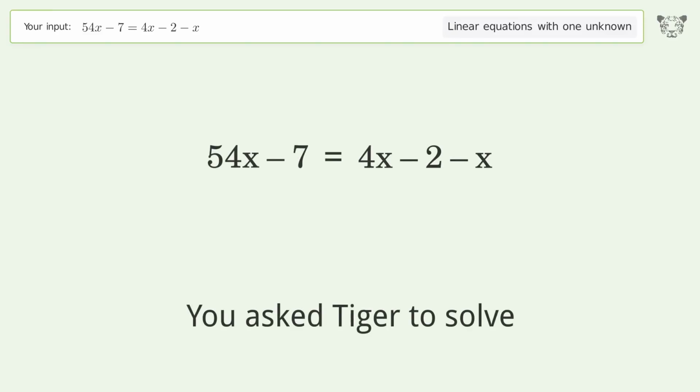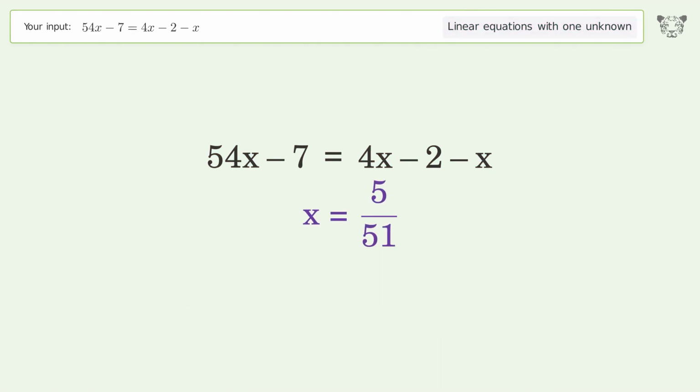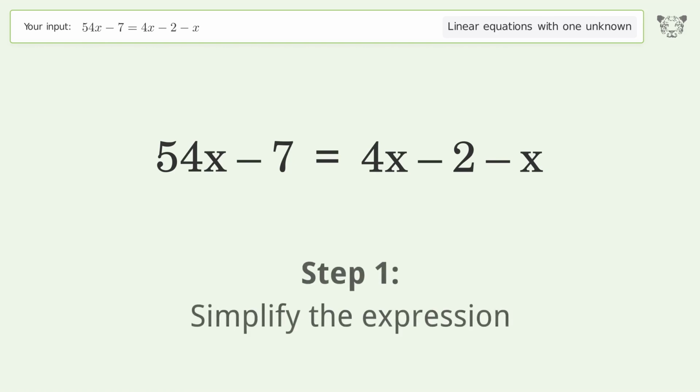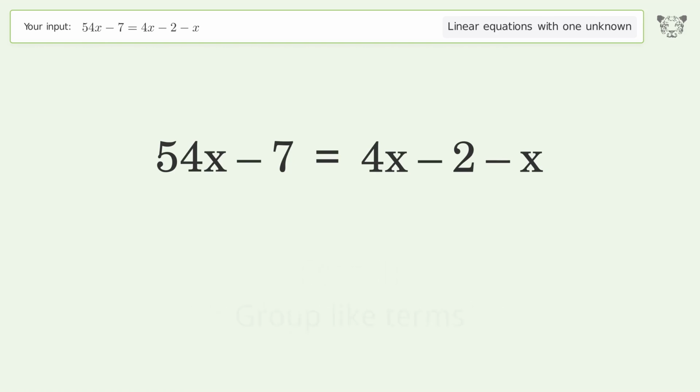You ask Tiger to solve. This deals with linear equations with one unknown. The final result is x equals 5/51. Let's solve it step by step. Simplify the expression. Group like terms.